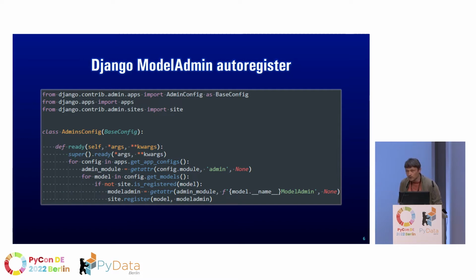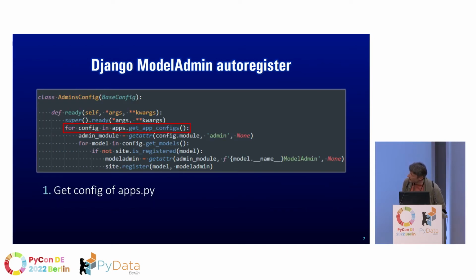And after that, we go through every model, and we check for a model admin with the same name as the model. And if it's not registered, we can register it on the admin side. And what do we have, yeah? We have the config from the app registry for every app. We create an admin module which should register our model admin, and we register every model with this model admin.